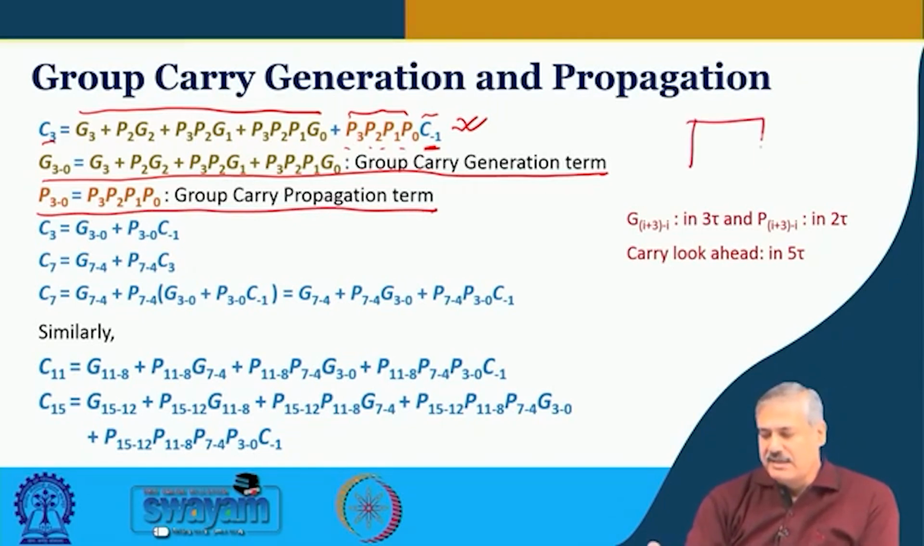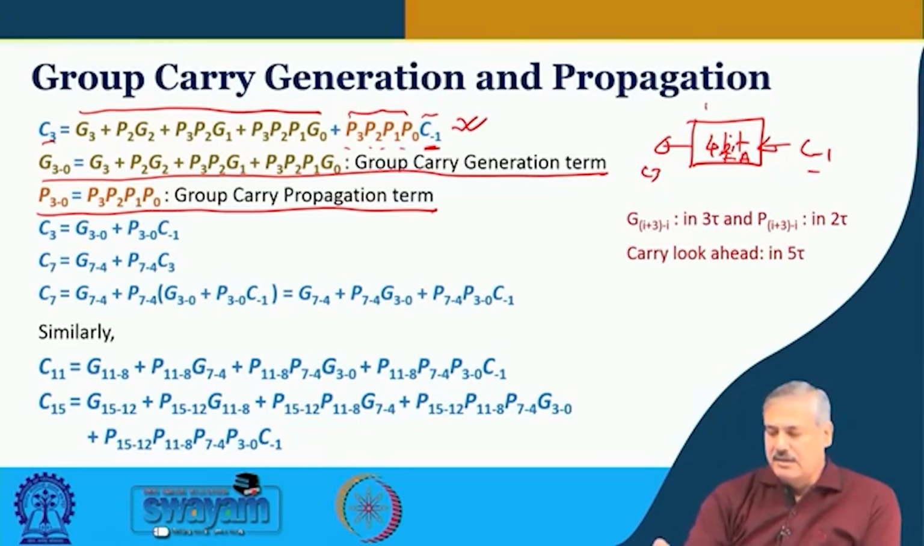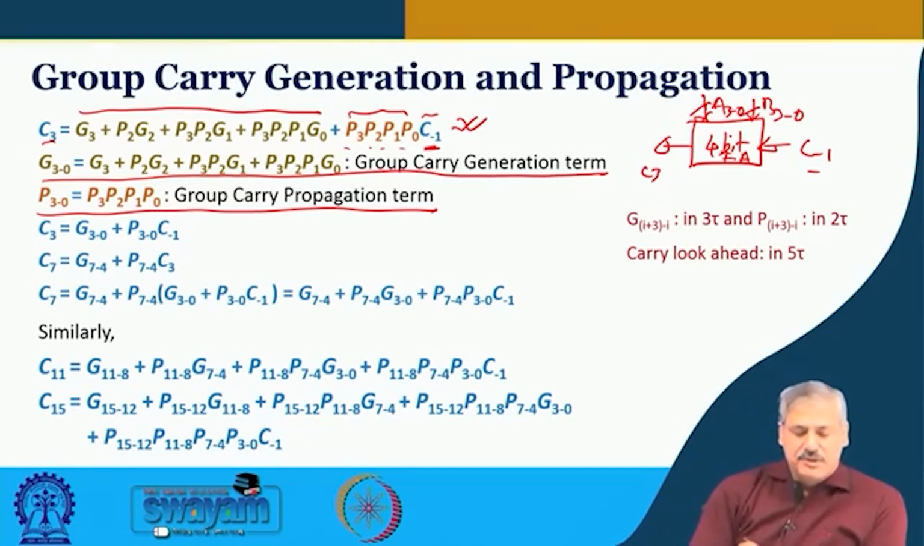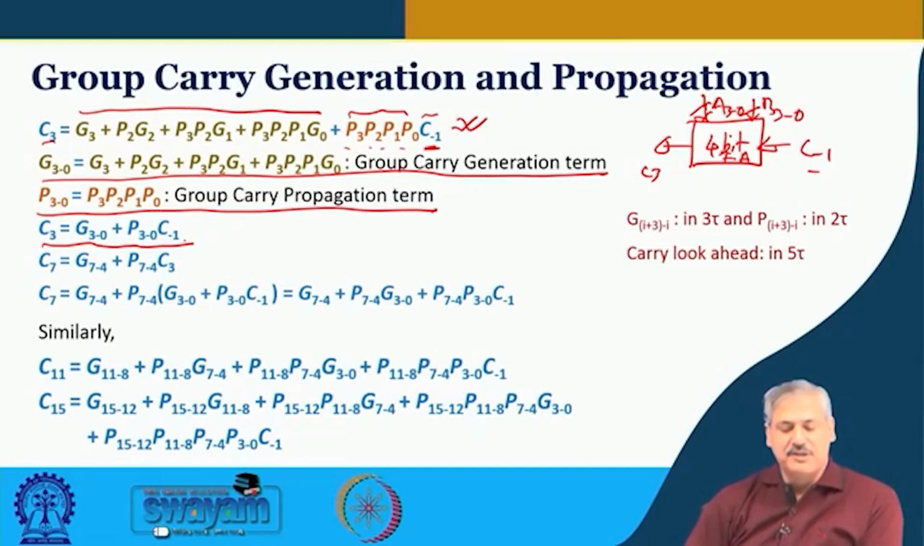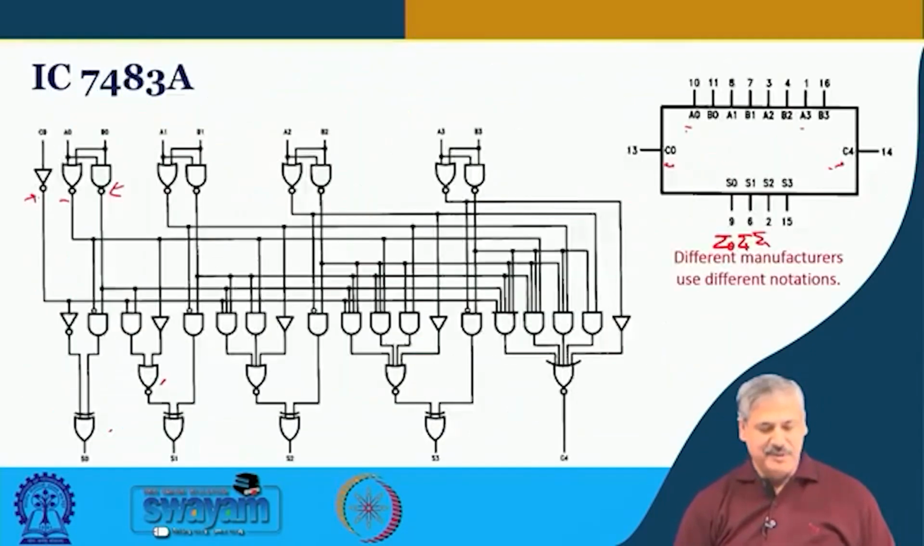So, now we are looking at this as a group. So, this is a 4-bit fast adder. So, this is your C3 and this is C minus 1 and this is C3, okay. And these were your A3 to 0 and this is your B3 to 0. Okay. So, what can you write now that we have defined them? C3 is equal to G3 to 0 plus P3 to 0 C minus 1. It is similar to the equation that we had seen before, if you remember.